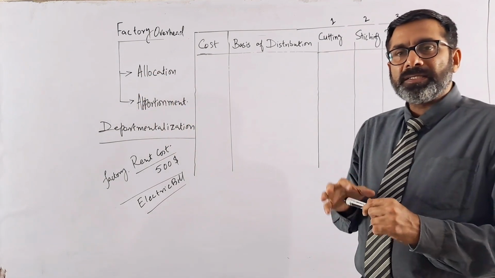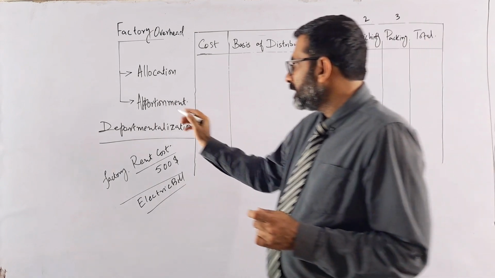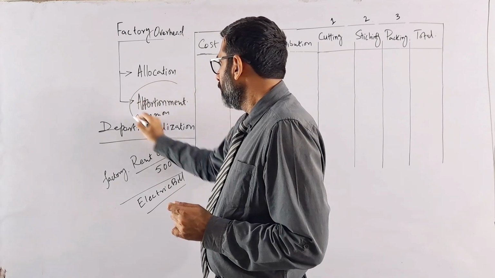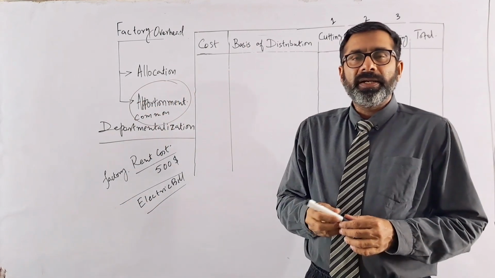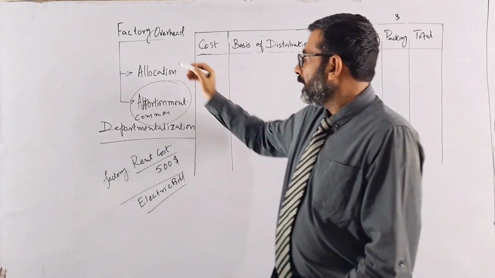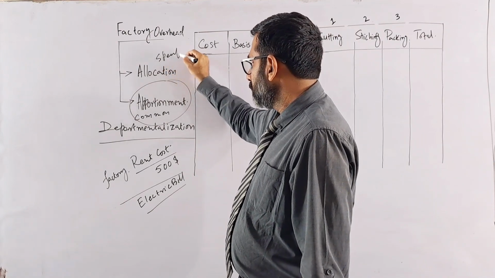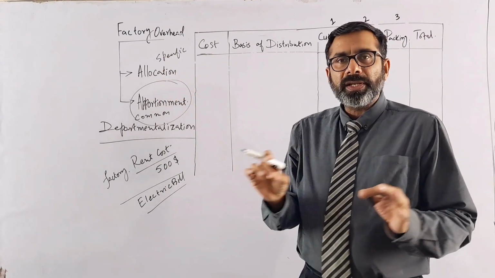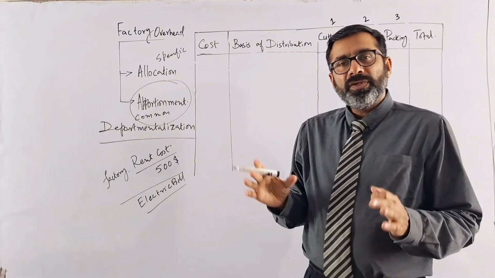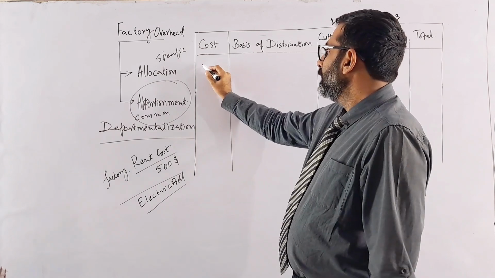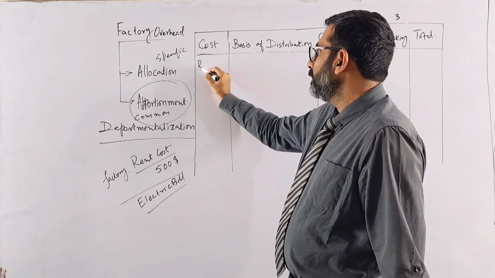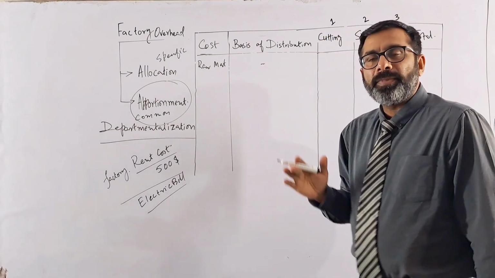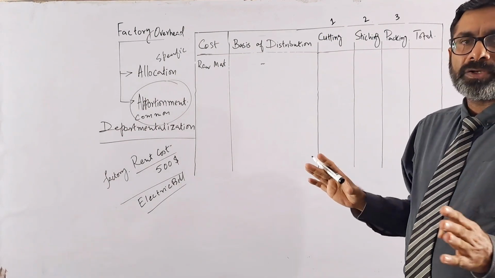So some of the expenses are common expenses. If there's any common expense, it needs apportionment. But if it is a specific expense, it is not apportioned, it is not distributed, it is simply allocated to a specific department. We just take a simple example. Let's say we have a direct material or a raw material. Obviously, in every department we have a separate cost.